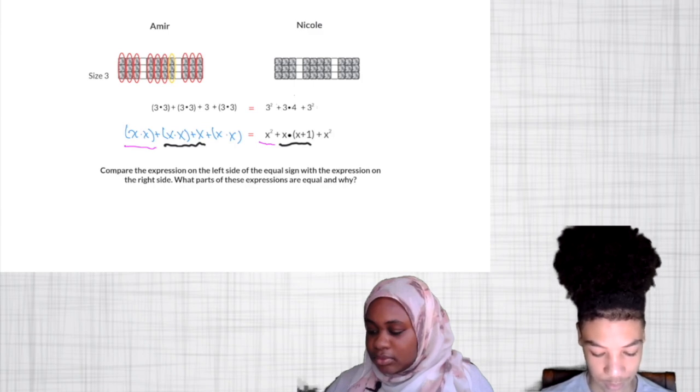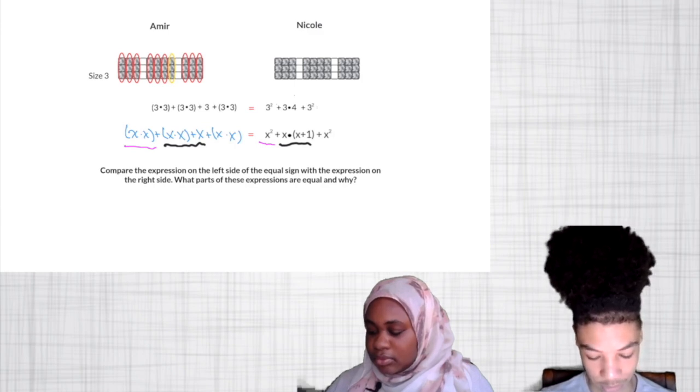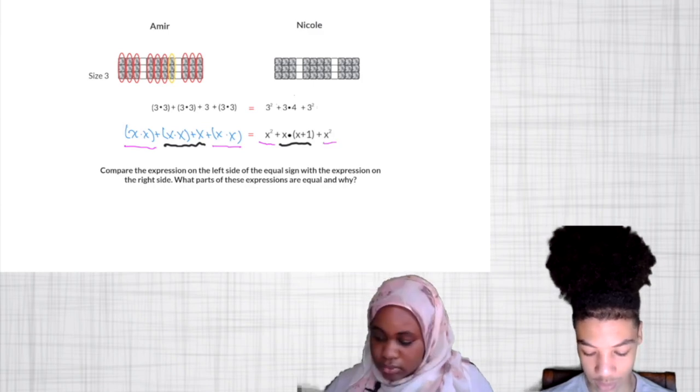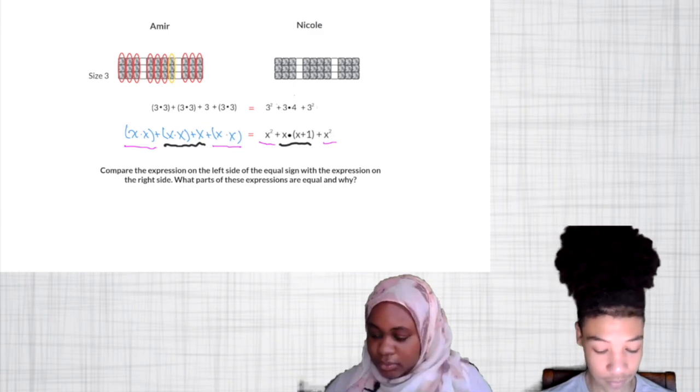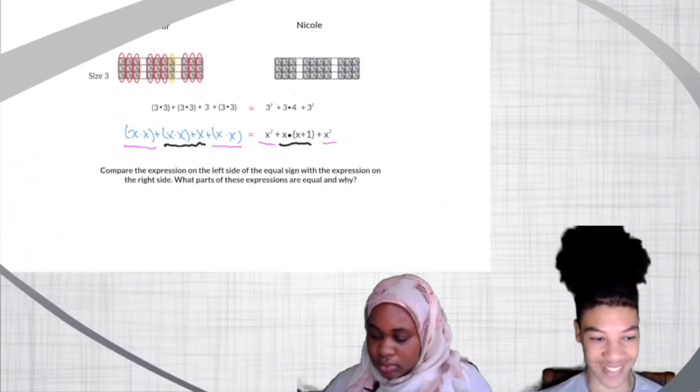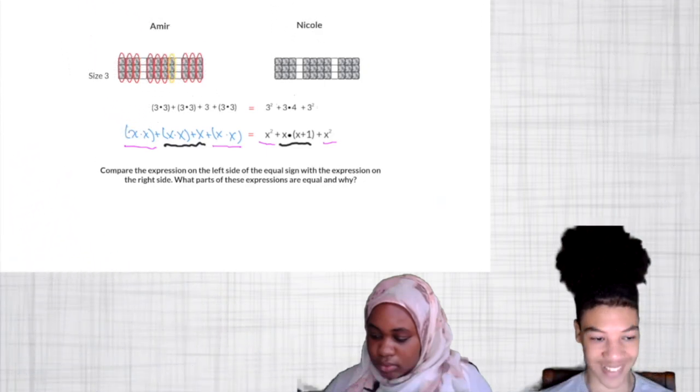And I see the same thing that I had seen earlier with the x times x and the x squared. Okay, I love your color coding. I like the color coding too. It helps us to see which part Haleemah and ET think are equivalent.